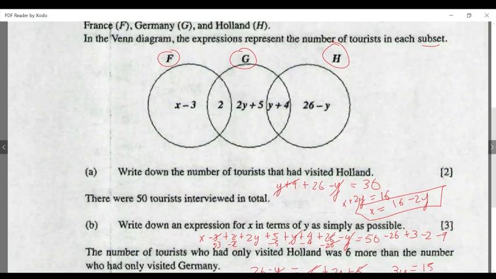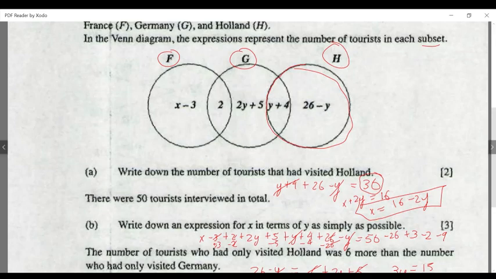Part A says to write down the number of tourists that had visited Holland. So the number of tourists that visited Holland are all of the tourists in this region, right? So it's just y plus 4 plus 26 minus y. Therefore, the answer is 30, right? Because y plus negative y is 0, and then 4 plus 26 is 30. So the answer is 30.